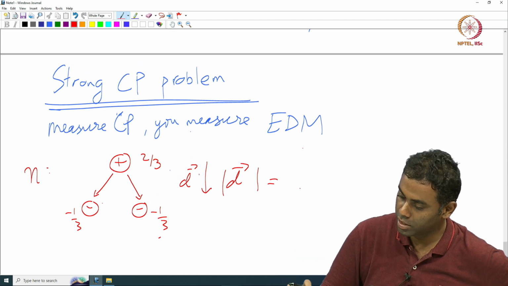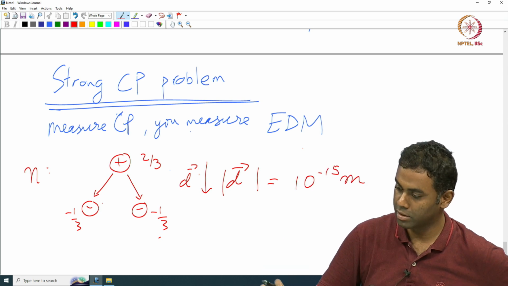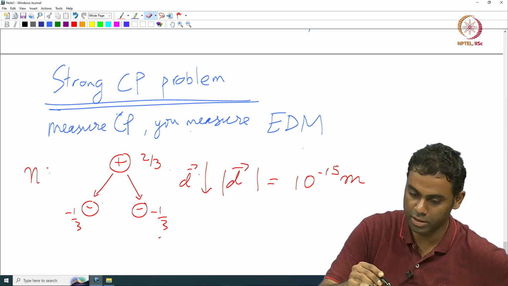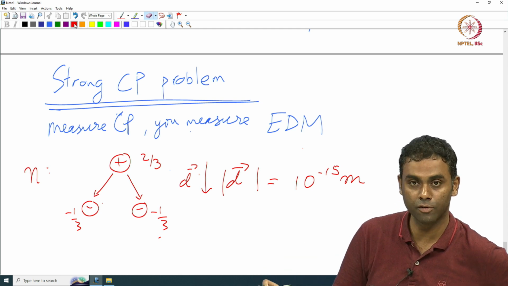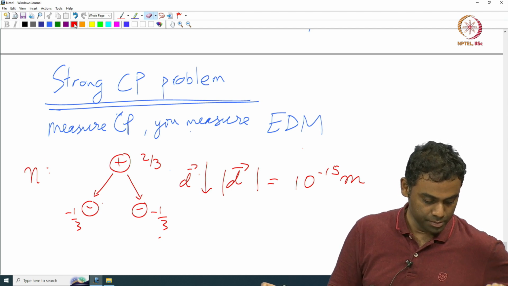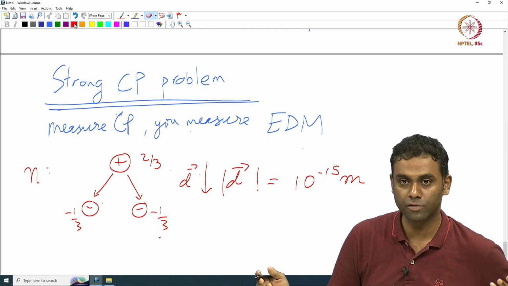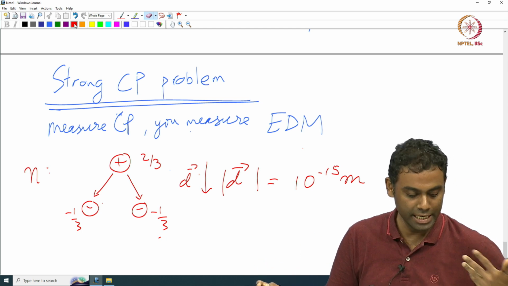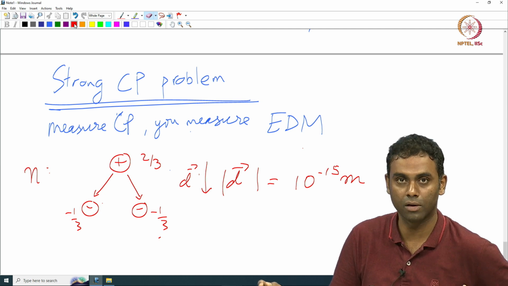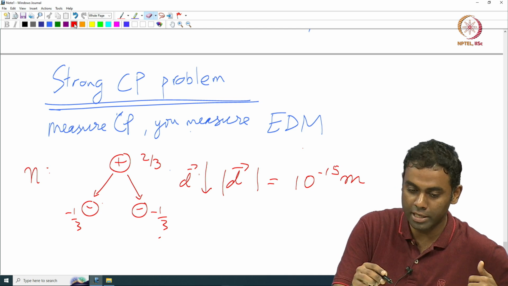So the net distance vector is about 10 power minus 15 meters. If I multiply that with the charge I should get about 10 power minus 15 e times meters, e being the unit electric charge. It turns out this estimate is not that far off.